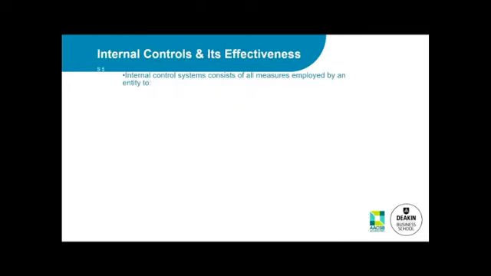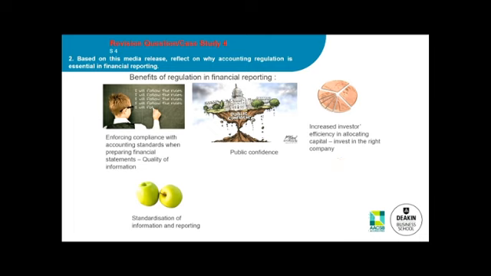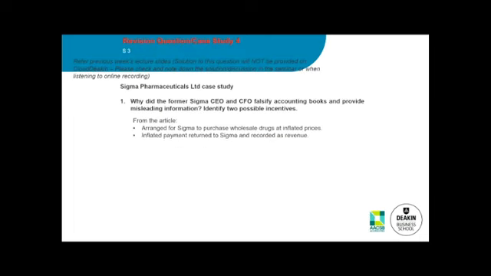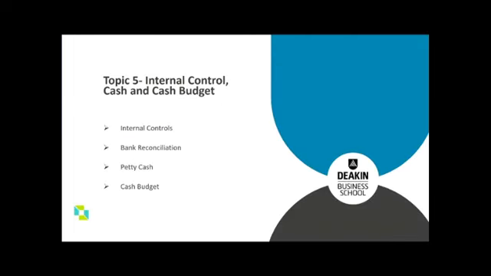Now, what we're going to be looking at today, if I go back all the way to the topic for this week, we're looking at internal controls, cash and cash budget. So we'll spend most of the time talking about internal controls and then bank reconciliation. That's a very big topic, and we really need to go into detail and make sure that we understand how bank reconciliations are done. Then we'll spend a little bit of time on petty cash, and we'll finish up with cash budget.